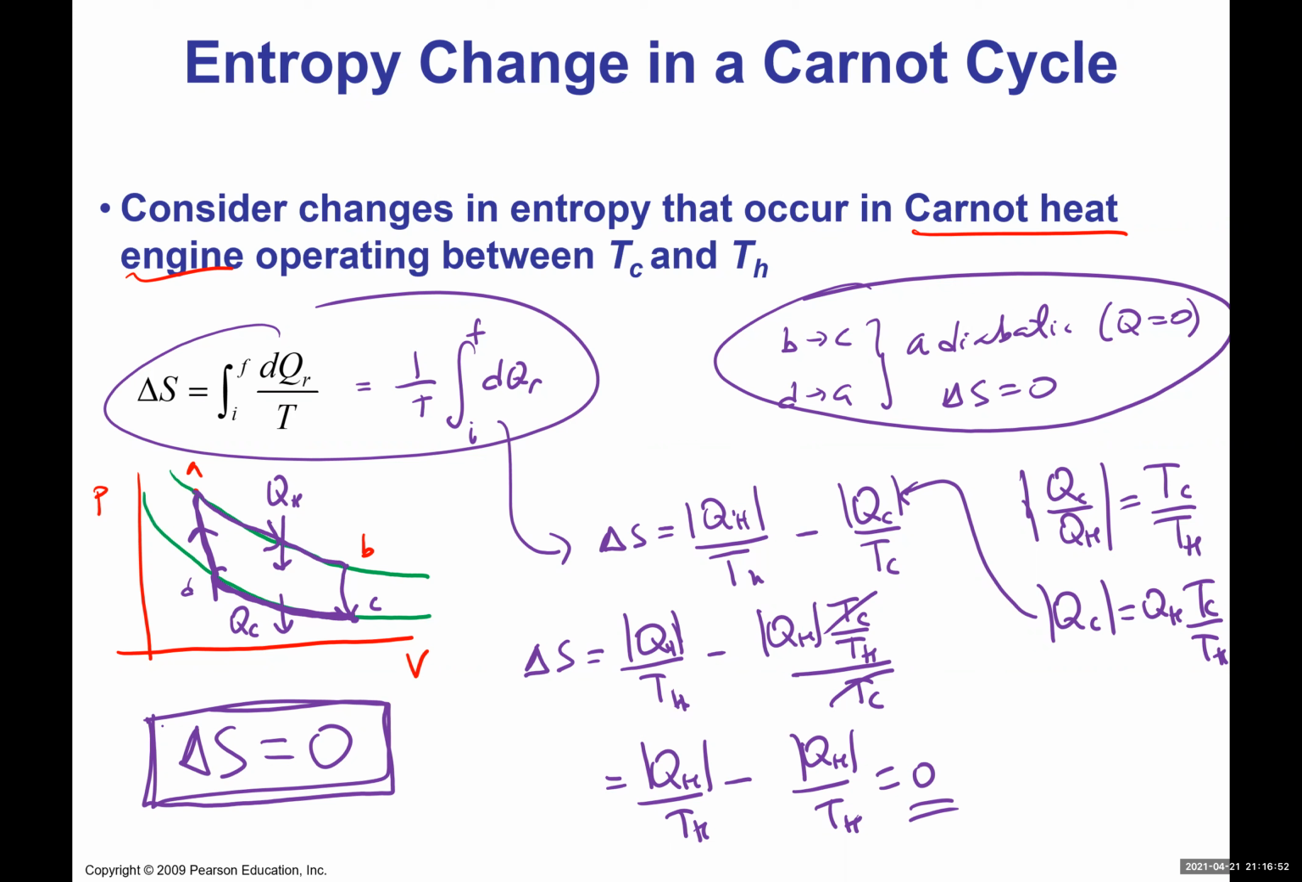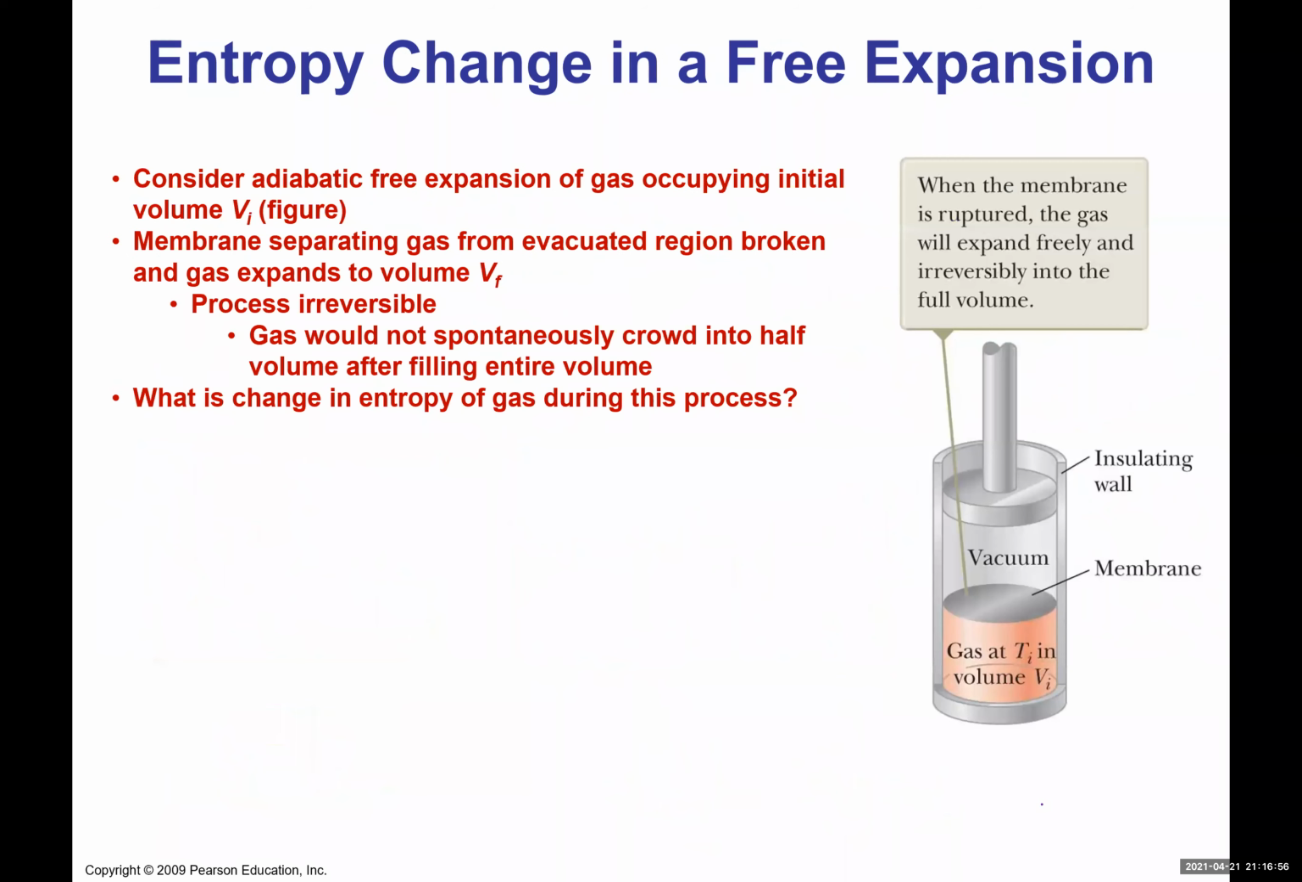All right. Now let's look at the adiabatic free expansion of a gas occupying initial volume VI, like given in the figure over here. Remember we talked about this: there's a membrane separating the initial volume occupied by the gas from the vacuum on the other side. The membrane is going to be broken. If you break the membrane, then the gas will spread into the vacuum.